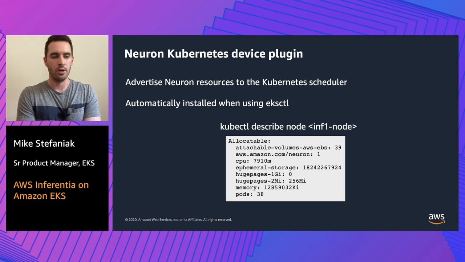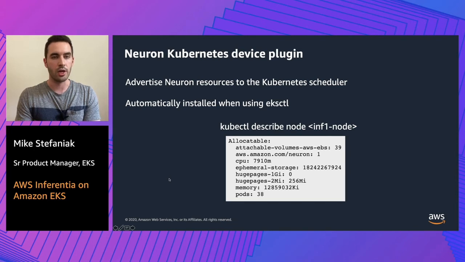So in the GPU case, you would request, I want one NVIDIA GPU that my application needs to use. It's a similar use case for Inferentia, where we have the device plugin that will automatically advertise these Neuron resources to the Kubernetes scheduler. So it's something you can install in your cluster. If you happen to use eksctl, our open source command line tool, to launch Inf1 instances in your cluster, we will automatically install the device plugin for you. So it's not something you have to do.